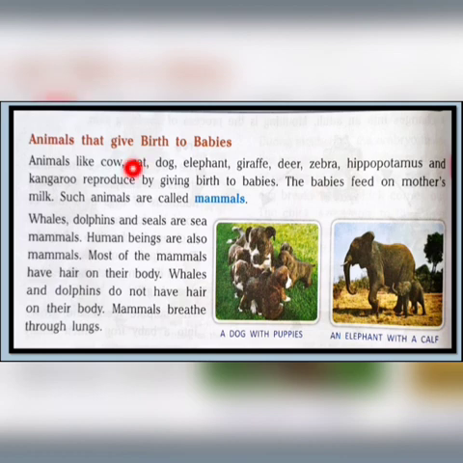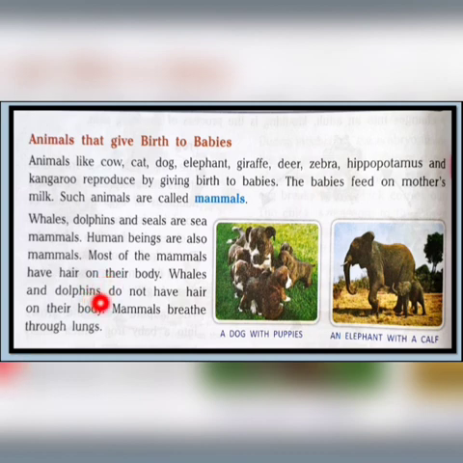Cow, cat, dog, deer are terrestrial animals, right? But there are some sea animals also which are mammals: whales, dolphins and seals. They are sea mammals. And human beings are also mammals only. There are some specific criteria of mammals. Most of the mammals have hair on their body, but whales and dolphins do not have hair on their body. It is an exception.